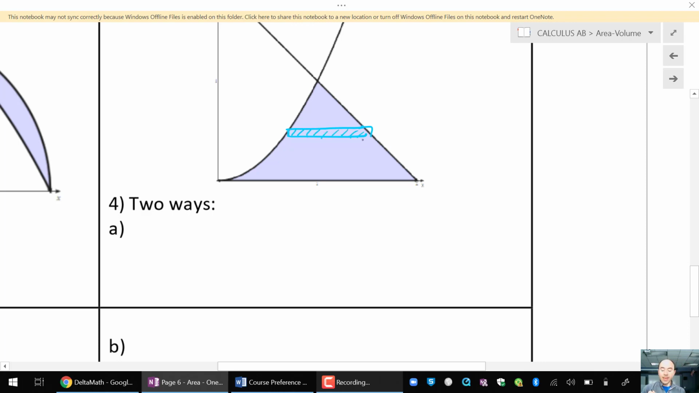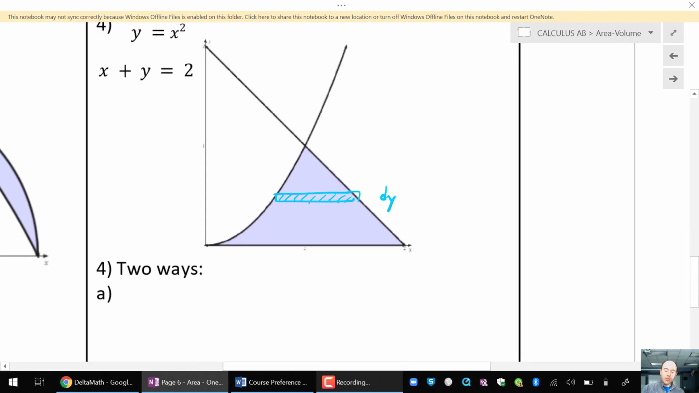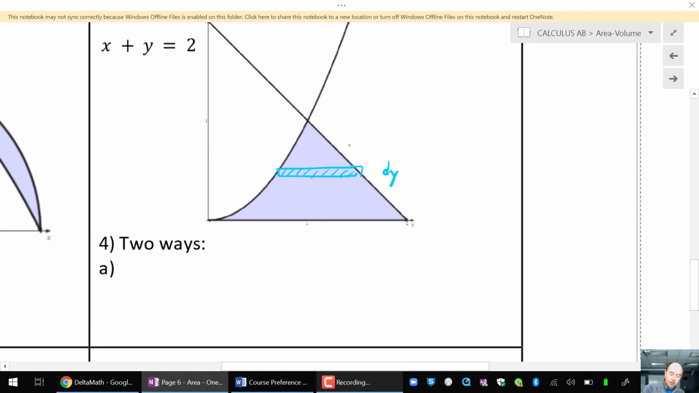If you do that, I can't call it a dx thickness, it's now a dy thickness. The width is a small vertical width, and the vertical width is going to be in terms of y. No longer is this a top minus bottom situation, it's a right minus left situation. So I want to know what the right function is. The right function here is x plus y equals 2. But again, I want to write that in terms of y, so I'll call that x equals 2 minus y. I want everything now in terms of y, right minus left in terms of y.